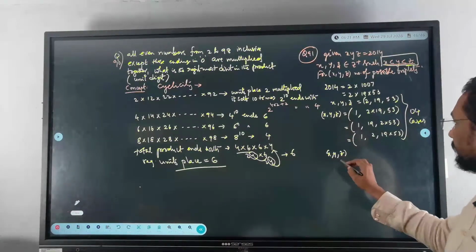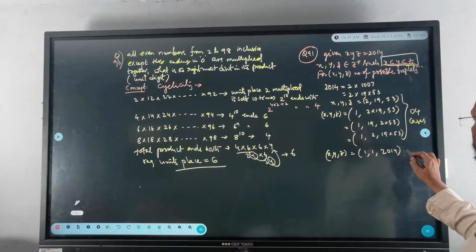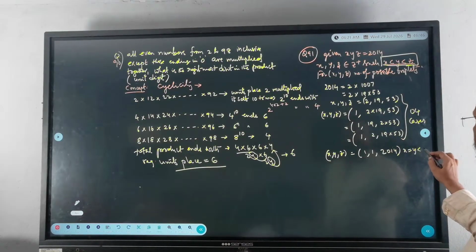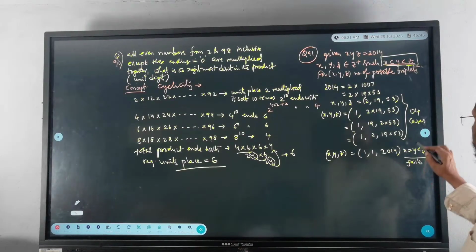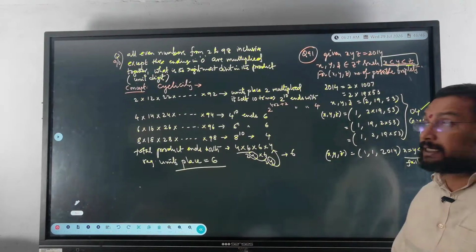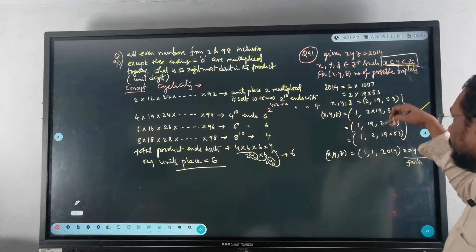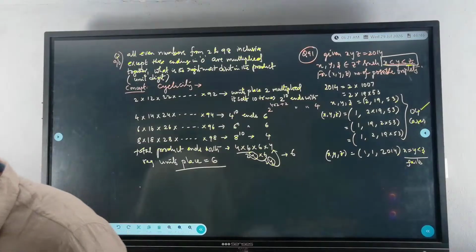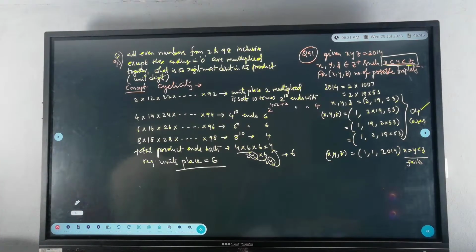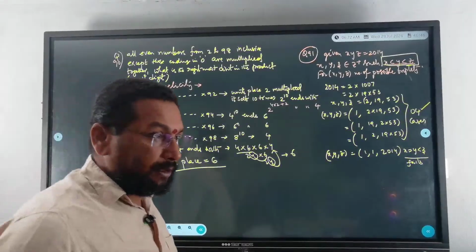Here also XYZ equal to 1, 1, 2014 has x equal to y less than z, so it fails. So the total number of possible triplets is 4, by splitting it into factors. Make it fast.